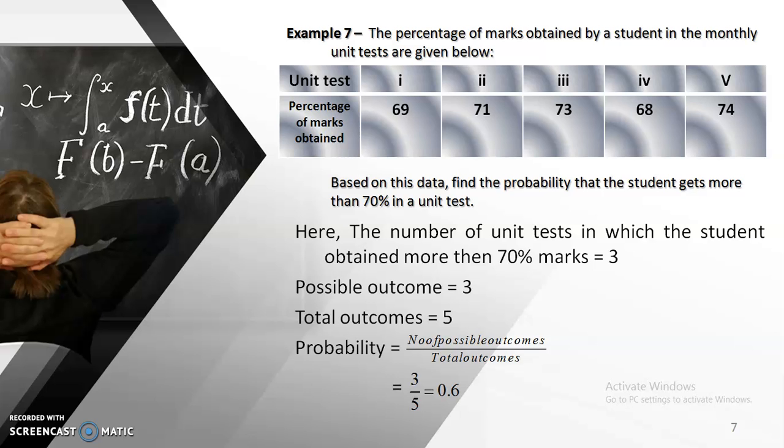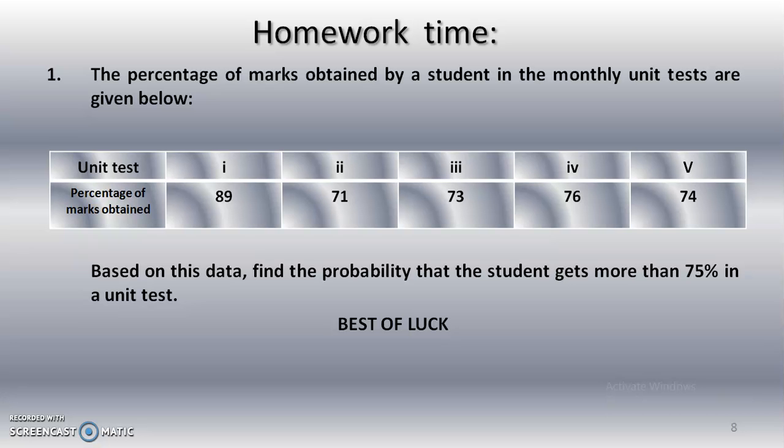Now go to the next. It's homework time, and the question is, the percentage of marks obtained by a student in monthly unit tests are given below. Unit tests are 1, 2, 3, 4, 5 and the percentage of marks obtained are 89, 71, 73, 76 and 74. Based on this data, find the probability that the student gets more than 75% in a unit test.